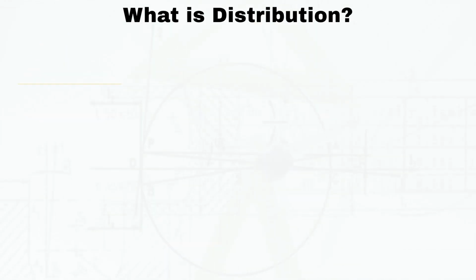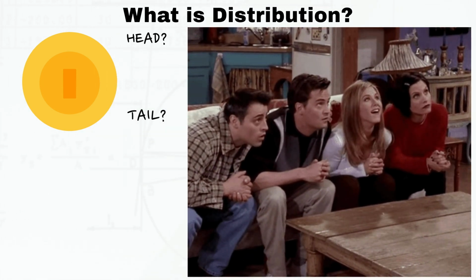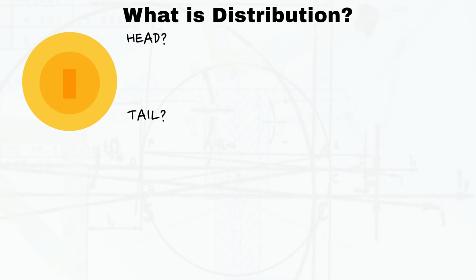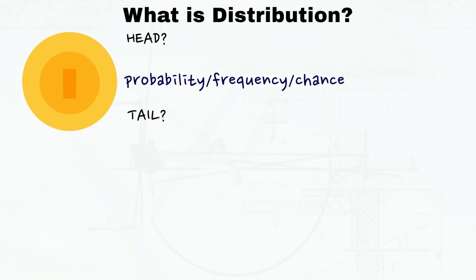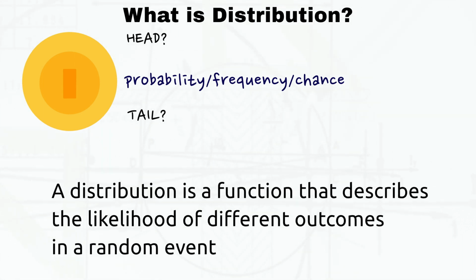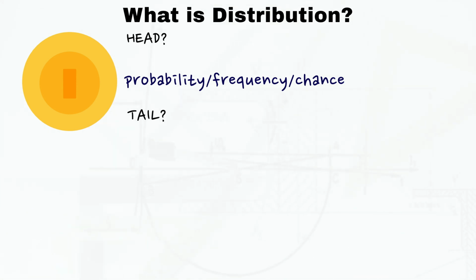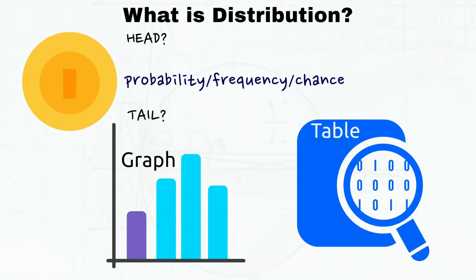When we flip a coin, there are two possible outcomes, head or tail, isn't it? In other words, it is the probability or frequency or chance of how many times either event will happen. In probability and statistics, a distribution is a function that describes the likelihood of different outcomes in a random event. Simply, it is the frequency plotted as a graph or shown as a table.